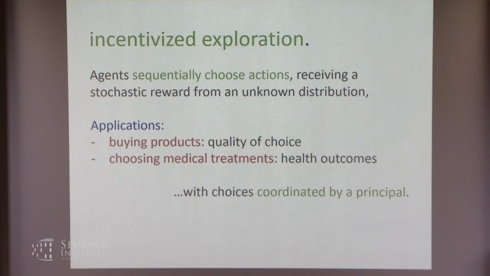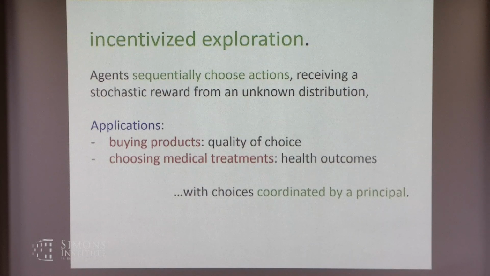So in this incentivized exploration literature, we have a sequence of agents who are coming one by one to a system and choosing an action that has some unknown payoff. So they're going to get a stochastic reward from some unknown distribution. And these decisions of the agents are going to be coordinated by a principal. This could be like a recommendation system, for example, that is trying to suggest to the agents what actions they might take and thereby what rewards they might get.